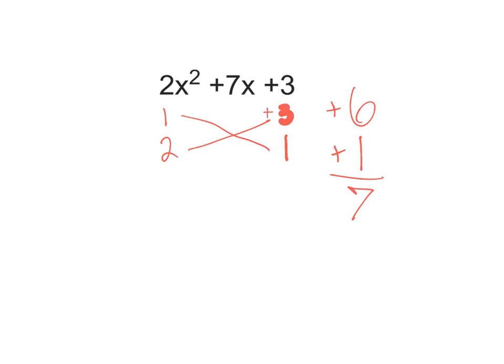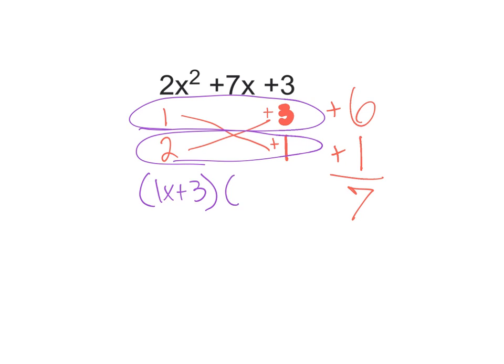And that means that my 3 will be positive and my 1 will be positive. Here's the answer to my first binomial, 1x plus 3. The second row is the answer to my second binomial, 2x plus 1.